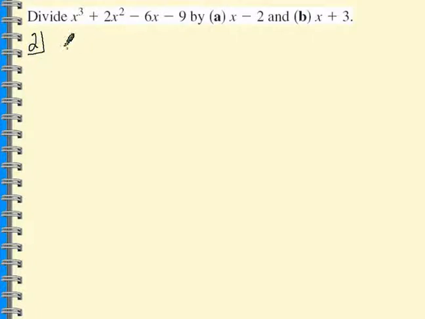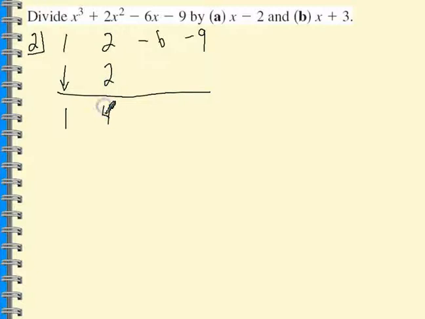Okay, drop down our coefficients. We get a 1, a 2, negative 6, negative 9. Draw our line. We drop down the first number, so that gives us a 1. Multiply the 2 times the 1, gives us a 2. Add together, we get a 4. Multiply, we get 8. Add together, we get 2. Multiply, we get 4. Add together, negative 5. So if we divide, we know we're going to have a remainder. This is our remainder right there, that negative 5.